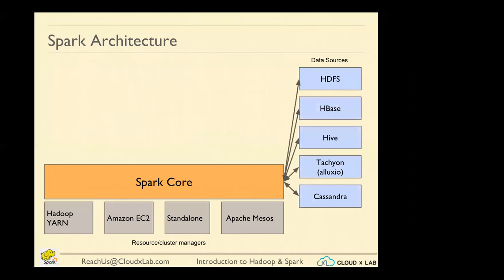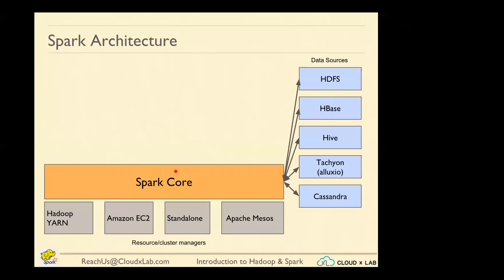Spark Core can interact with all the data sources, whether it's Cassandra, MongoDB, Hive, HBase, HDFS, or Tachyon, now called Alluxio. So Spark can interact with all of these file systems. And that's the advantage that Spark Core has.